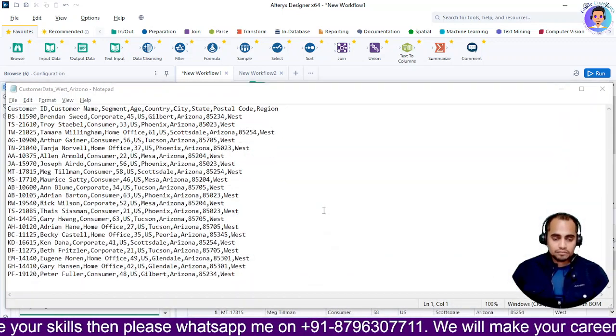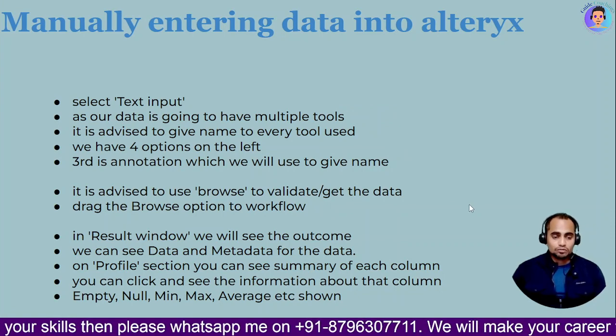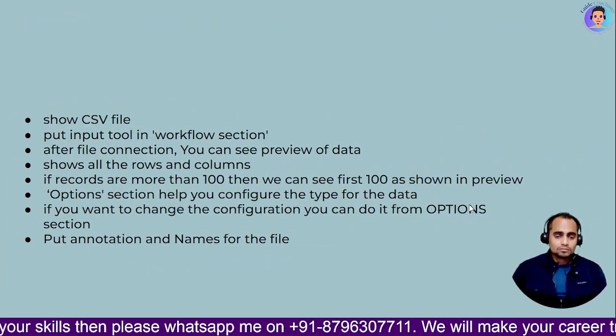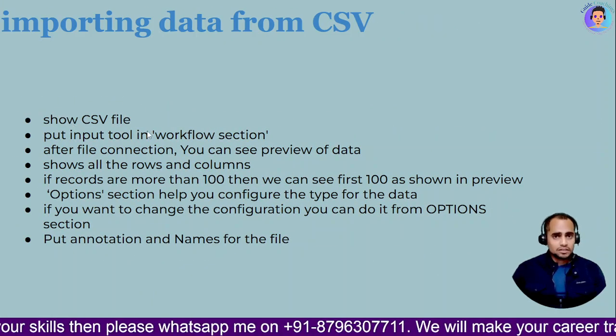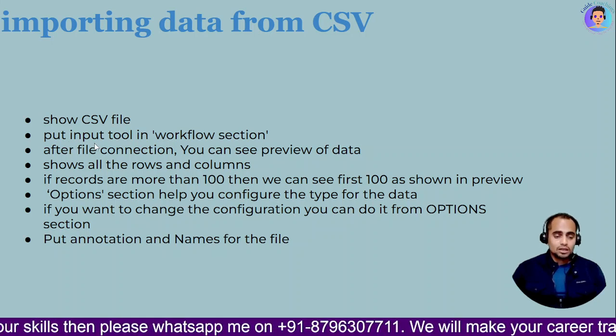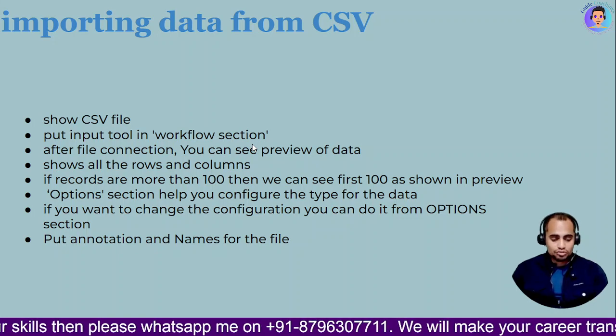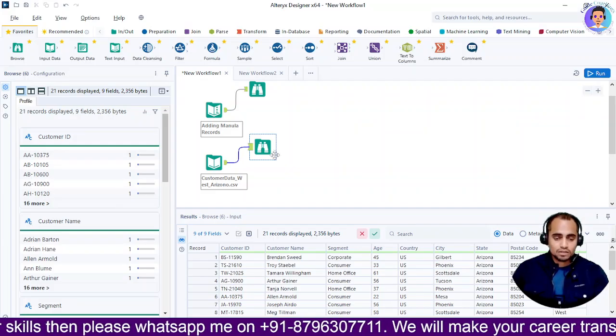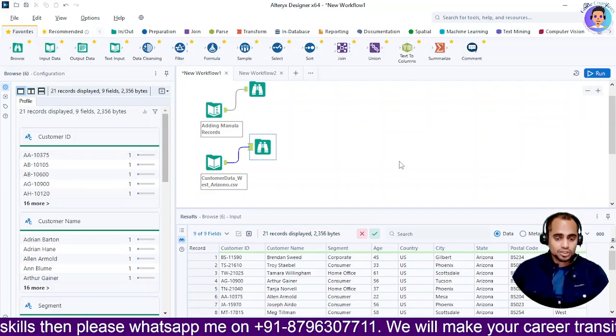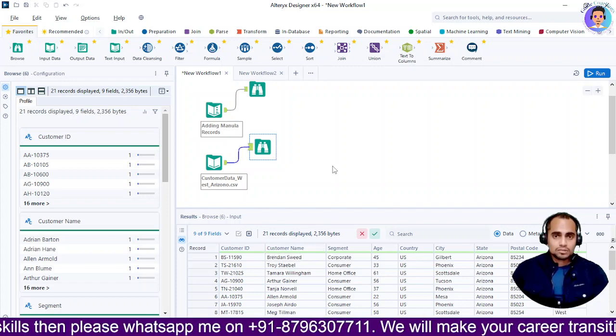Now I have made a list of points which I wanted to cover. So this is my CSV file which I have shown you. Then I put it into the workflow section. We have dragged it and dropped it into the workflow section. This is our workflow section. This is our result area.